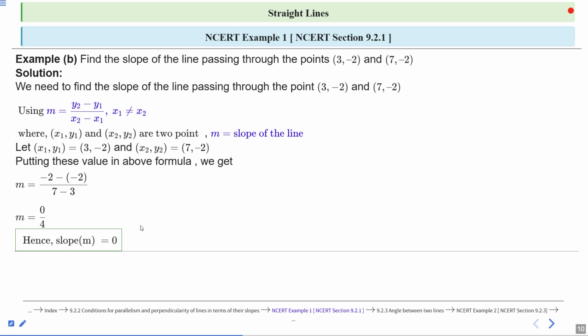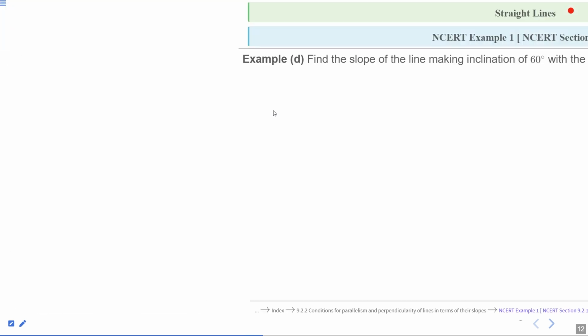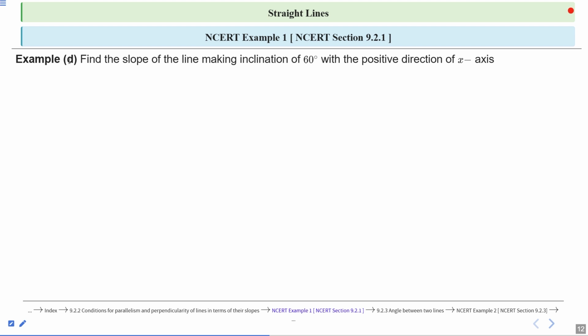So now let us move to another part of this example, that is example C. This example is also a similar example. In this example, we have to find the slope of the line passing through the points (3, -2) and (3, 4). So this example is for you. This example is a homework problem for all of you. So note this example and solve it.